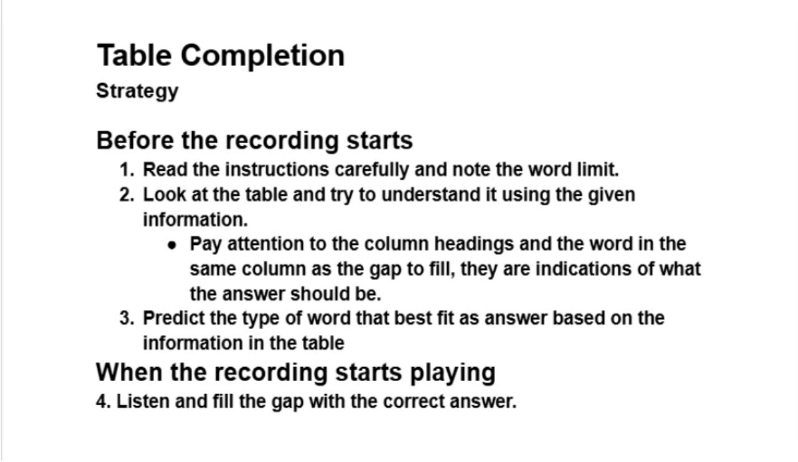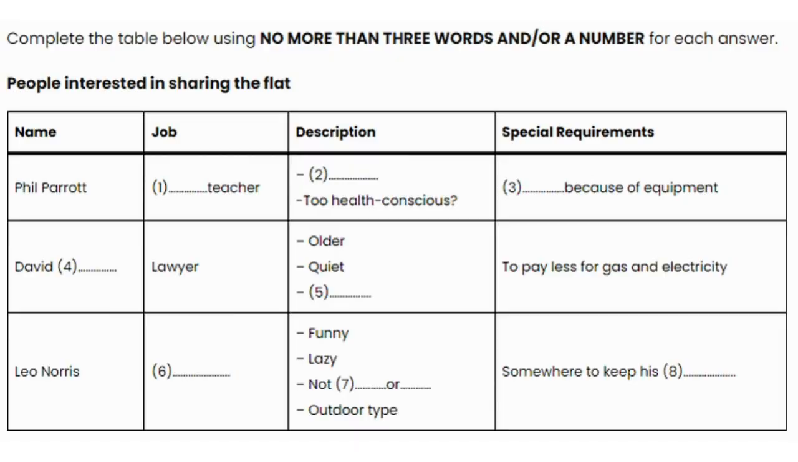So now we're going to pay attention to the words in the same column to get what our answer would be. So here you see number 2, health conscious. This is not enough to know what the answer will be. You come here, you see older, quiet, funny, lazy. Now you see that our answer number 2 is going to be one of the attributes of Phil Parrot. In that description, they're talking about attributes of these people under special requirements. But when you see dash because of equipment, you don't really get what they're saying. So we'll go back to the next one because everything under special requirements will point you towards your answer.